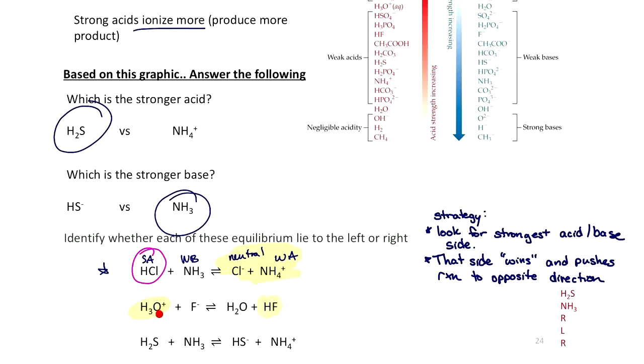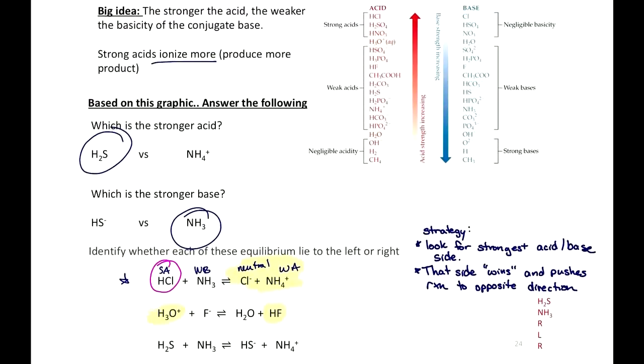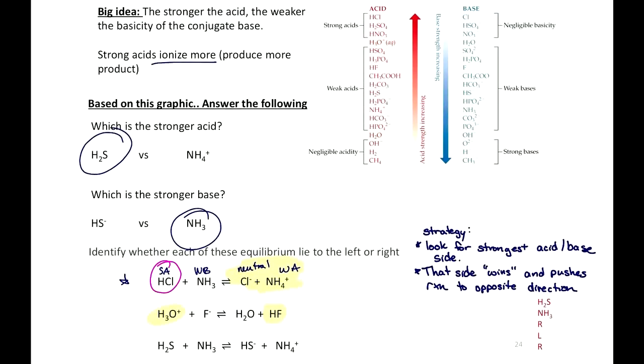So I want to compare the acidity of H3O plus and HF and figure out which one is the stronger acid, and then that's how I can figure this out. So thankfully, if I'm given the whole table, I can locate where those are.